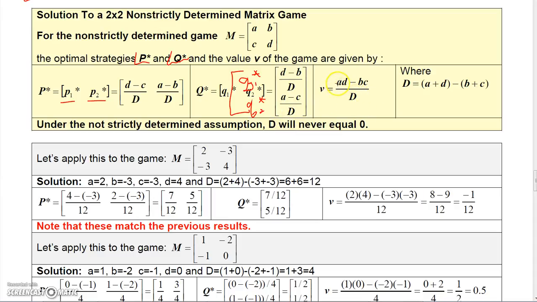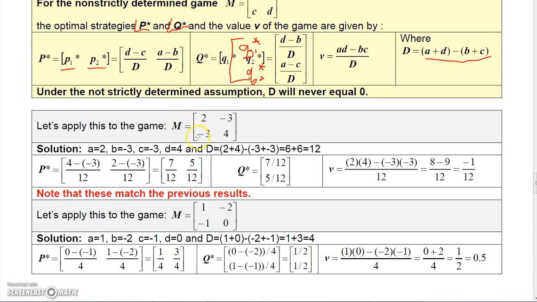And V is going to be (AD minus BC) over capital D. Now, capital D is defined to be (A plus D) minus (B plus C). So that's capital D. All right.